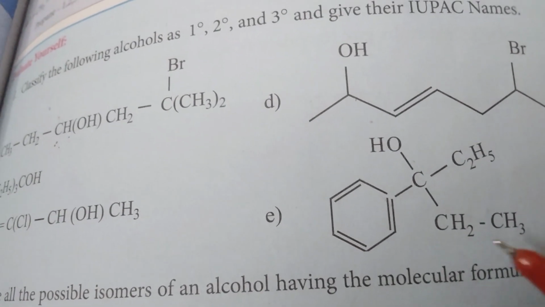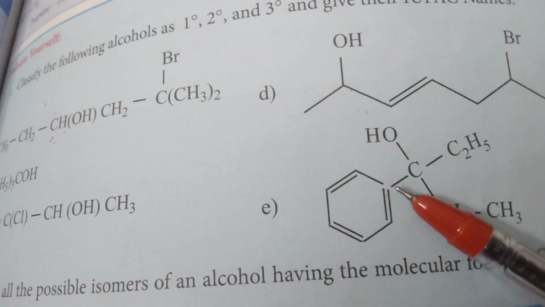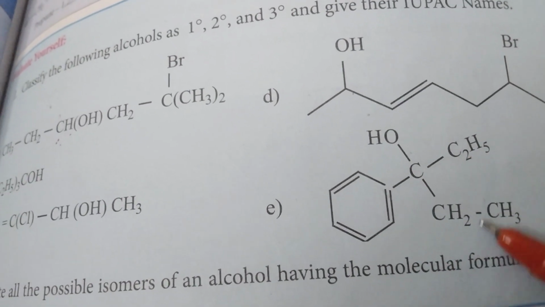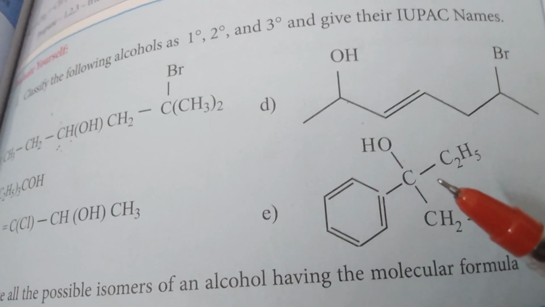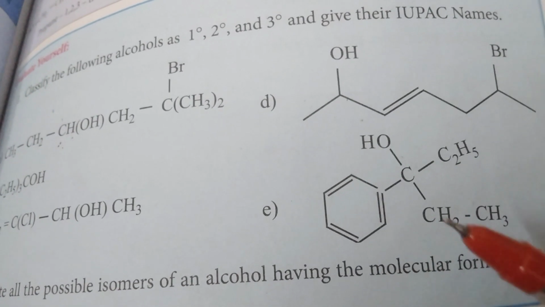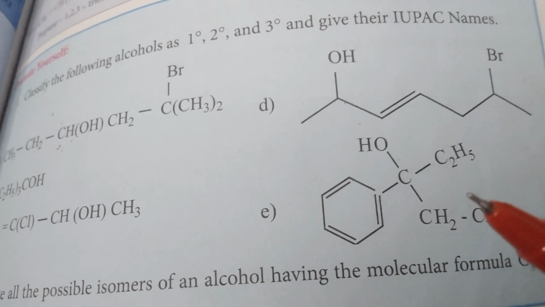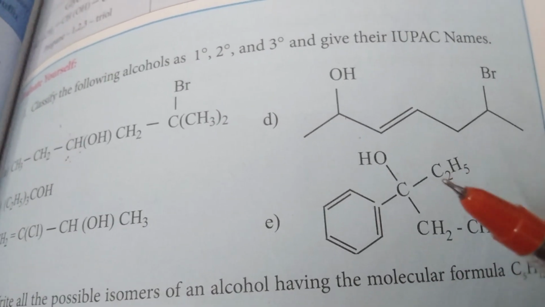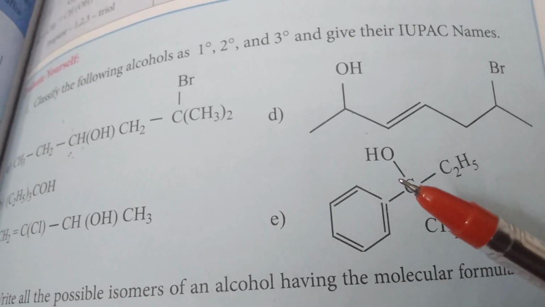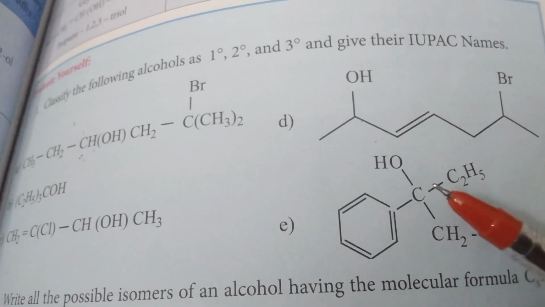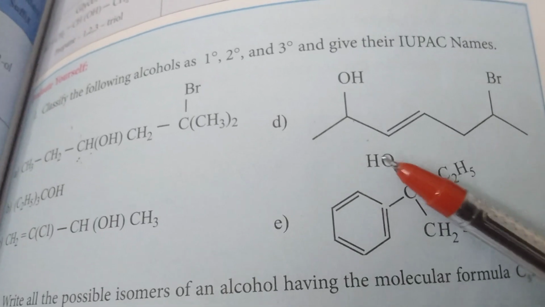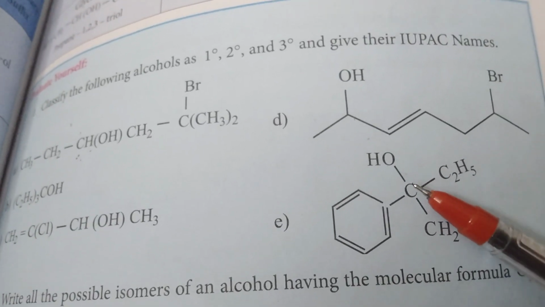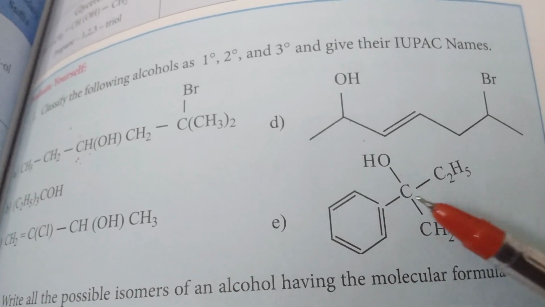I hope above mentioned points are clear to you. So what about this compound? What type of alcohol group is present? Whether it is primary, secondary or tertiary, find it out. Which carbon you have to take? This one. Why? In this carbon only OH group is attached. So you have to consider this carbon only.